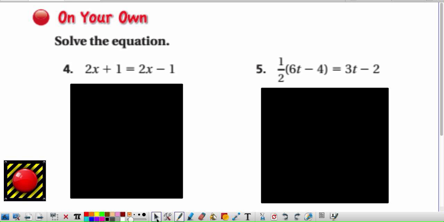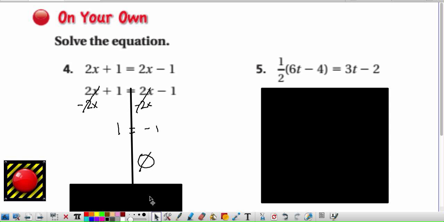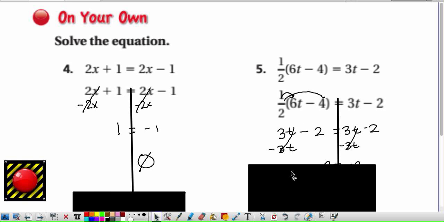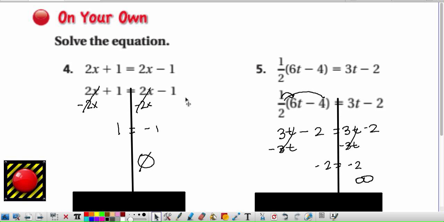Okay, so if we'll look at these, we can move these boxes out of the way here. On our first one, you can see we combined our variable terms, which they both went to 0 and left us with 1 equals negative 1, which we know is not a true statement, so that's why our answer is no solution.